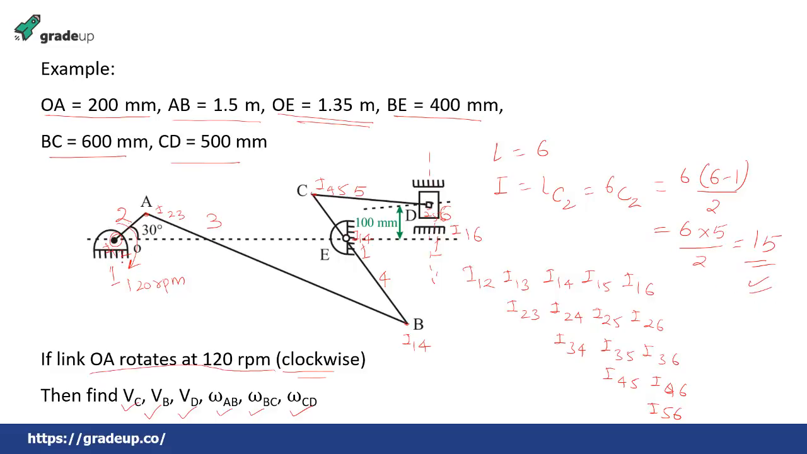We have already found out I12. I23 has already been found out. Okay, these are some of the basics. I34 has also been found out. I45 has also been found. Then what else have we found? Okay, these all we have found. I56 also has been found out. Then we need to find I13, I15, I16, I24, I25, I26, I35, I36 and I46.